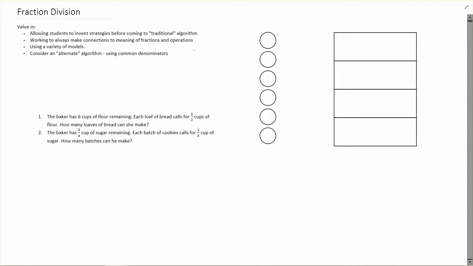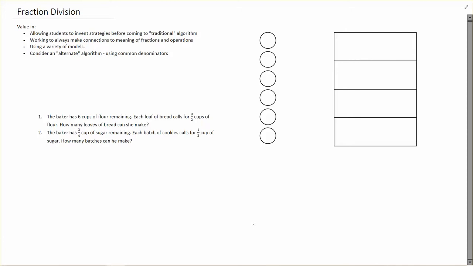The traditional algorithm calls for students to invert the second fraction and multiply. It may be one of the least understood algorithms that we use for computation. You could even ask a lot of teachers who teach students to do that, why do we invert and multiply? And they couldn't give you a good reason.